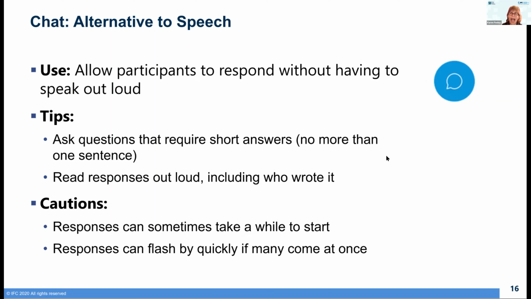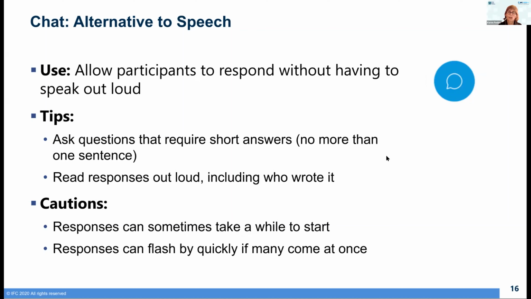And then all of a sudden, the rest of the answers start coming and they go zooming across your screen. And it's almost hard to read them. Well, don't worry, you don't have to read them all. Pick about 2 to 4 good ones and then comment on them and then move on.